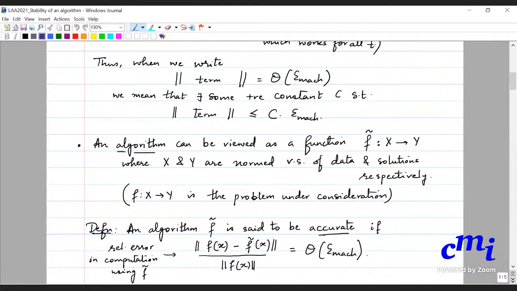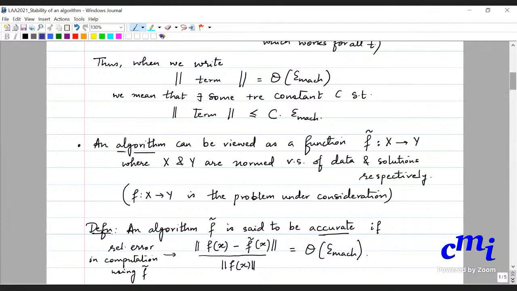So just like when we were doing conditioning of a problem, we defined a problem to be a function from the vector space of data to the vector space of solution. Similarly, we will view an algorithm also as a function. Now we'll call it f tilde. For an underlying problem f from x to y, the corresponding algorithm will be f tilde from x to y, where x and y, like before, are normed vector spaces of data and solutions.